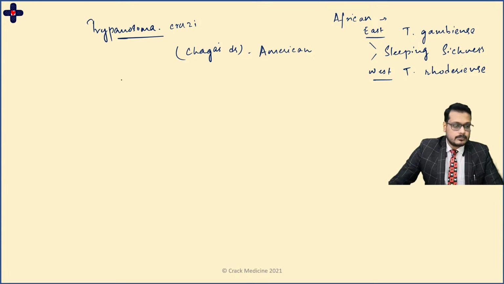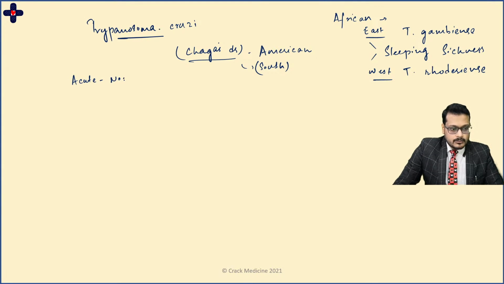Okay, so all of you are very familiar with that. Now coming back to Chagas disease, usually in the South American continent. Okay, so the acute form of Chagas disease is very non-specific. You won't find any very specific words for this one. So it lasts for about 1 to 3 weeks.